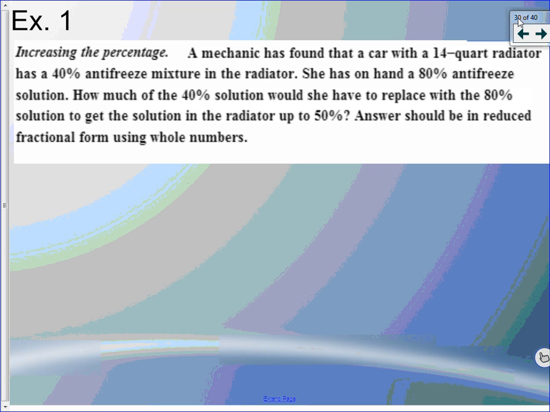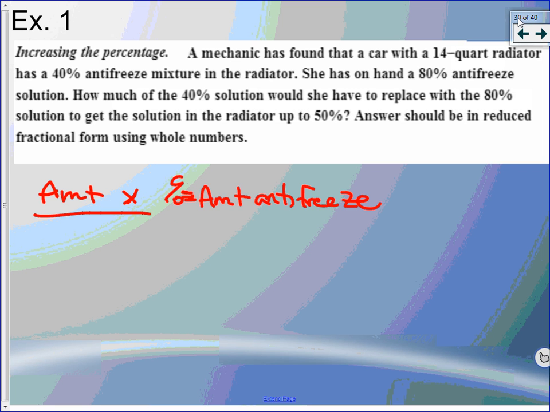So let's write a table. Tables are going to be absolutely necessary in this. So I'm going to write amount times percent, and we're going to write the percent as a decimal. And in this case, it's going to equal the amount of antifreeze. Is there a minus here? It's amount times percent equals amount of antifreeze? Yep. Okay.